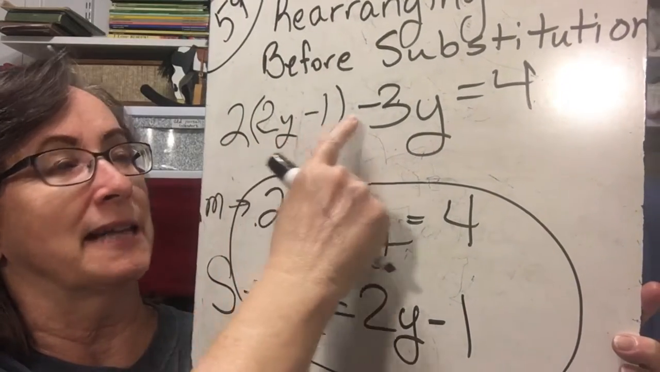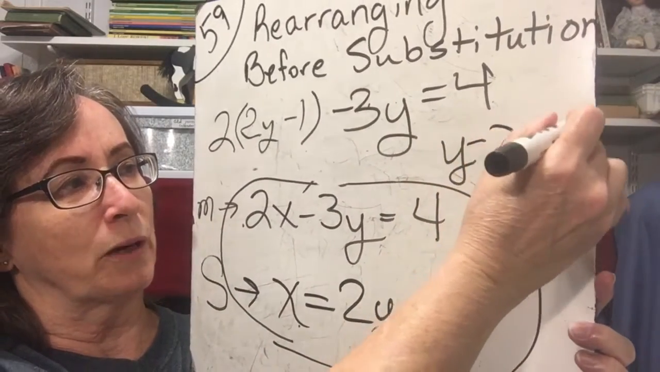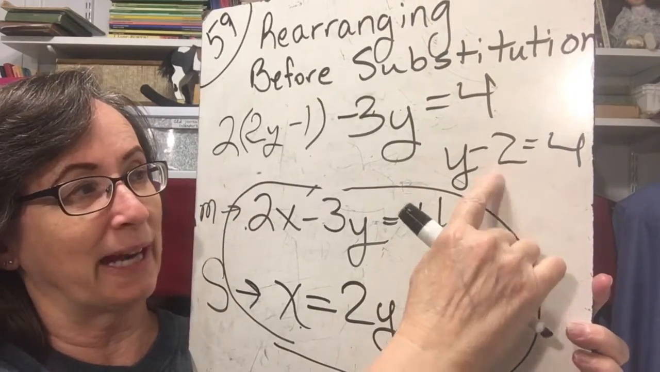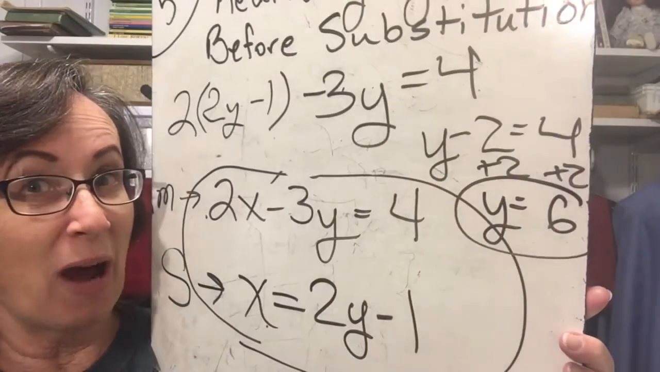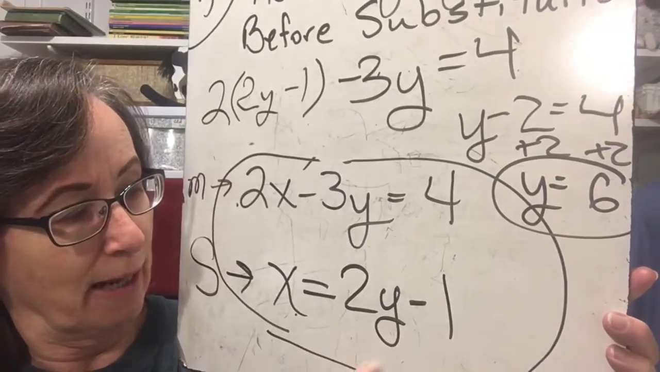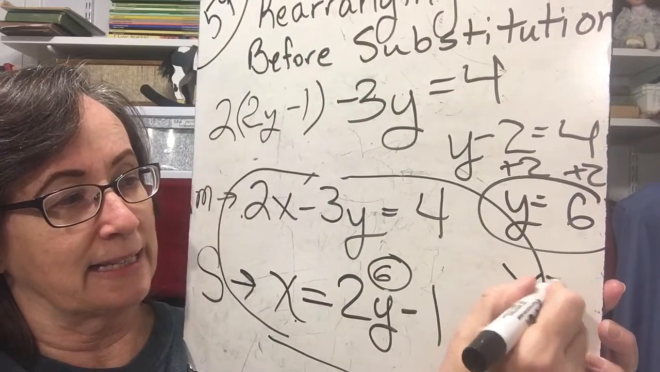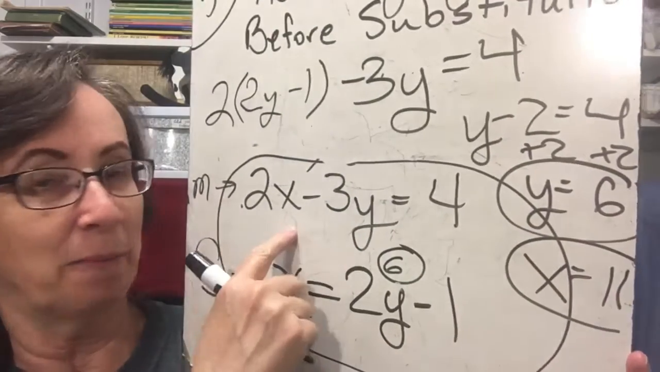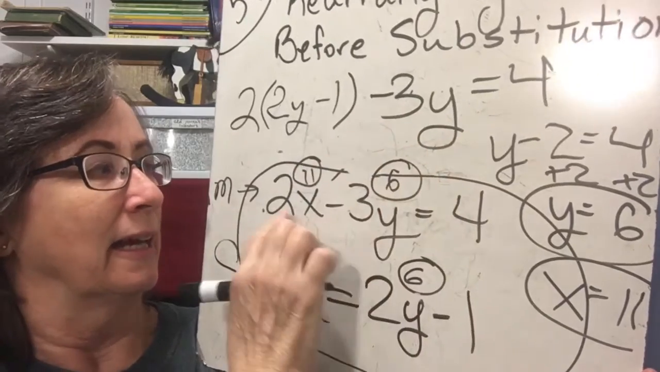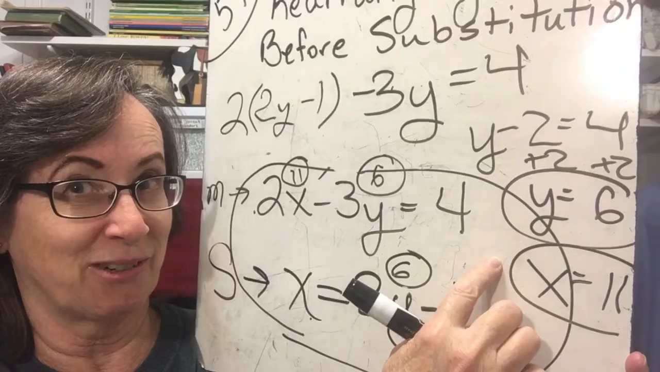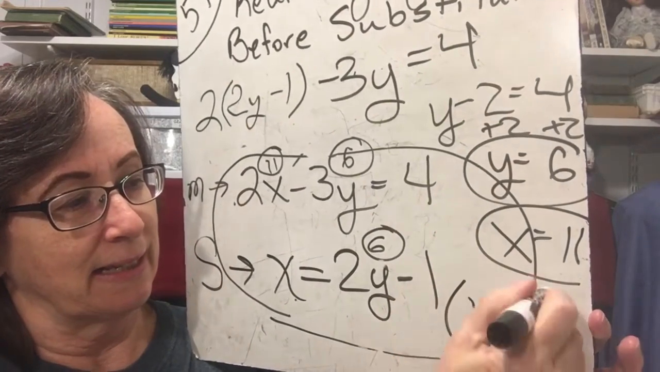Okay, well 4y, take away 3y, is just y. And then 2 times a negative 1 is a negative 2 equals 4. So now I'm almost to my y, right? So I'm going to add a 2 and add a 2, and y equals 6. Once I know what my y is, can't I go back into my sub-equation? Y is 6. 12 minus 1 is 11. So x is 11. And remember, I check it in my other equation. So x is 11, y is 6, 22 minus 18 is 4. So it checks, and my answer is the point (11, 6). That's the ordered pair.